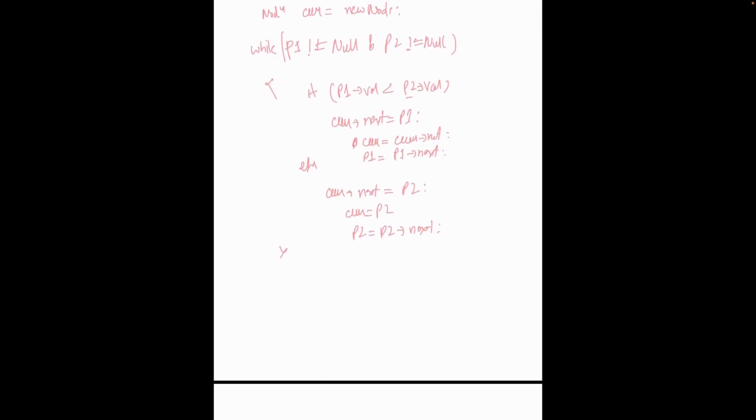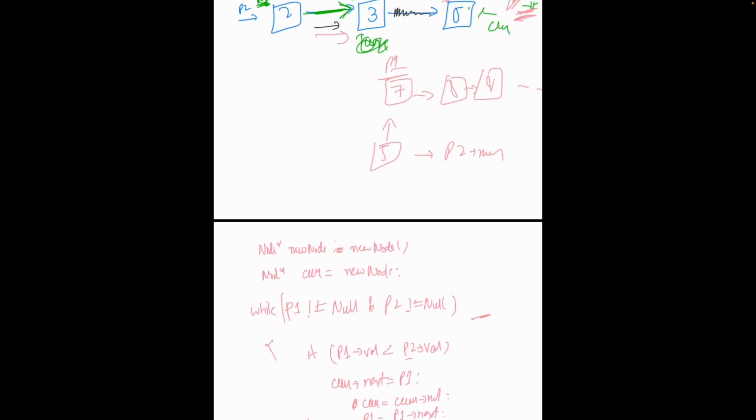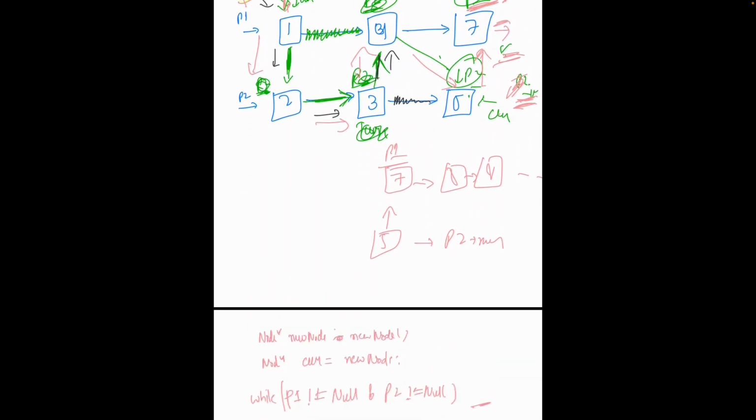Now once this is done, we're gonna say if p1 is not equal to null, that means p2 is null because this loop is not being run. So we'll just say current's next is equal to p1. And if p2 is not equal to null, current's next is equal to p2, and in the end return new head's next.